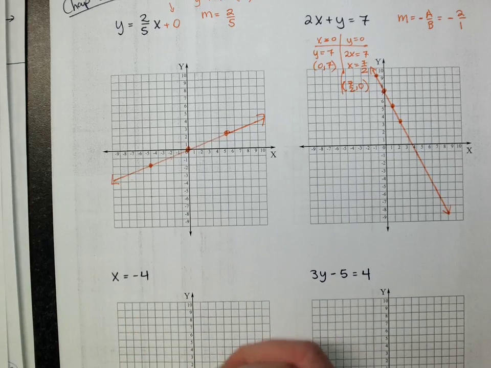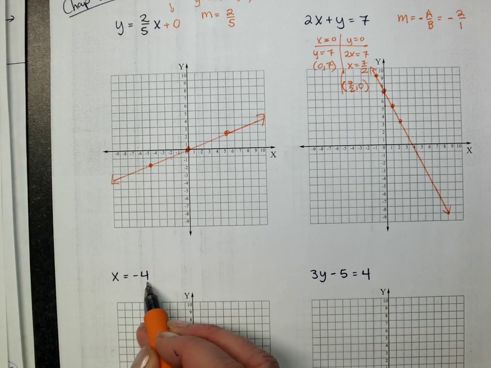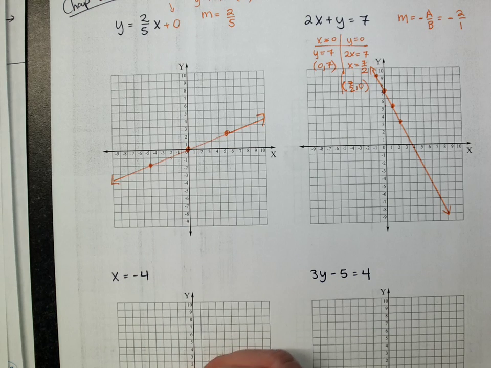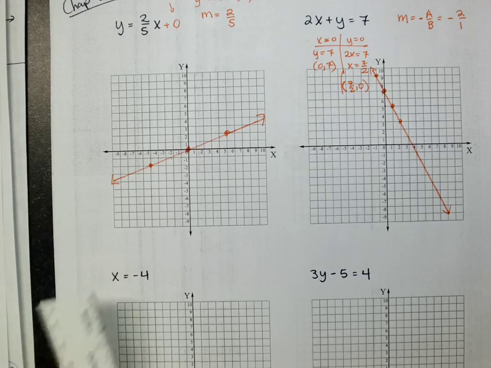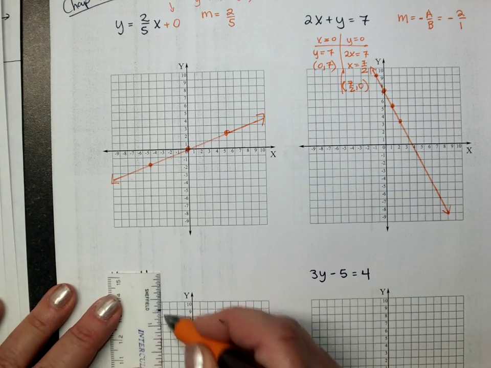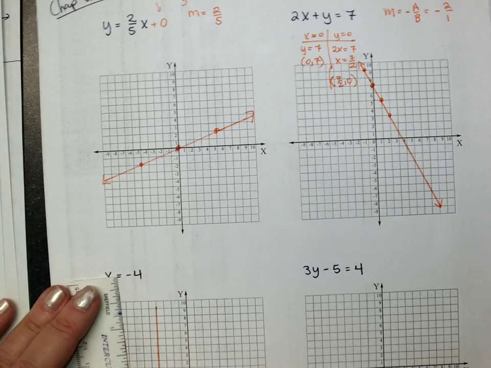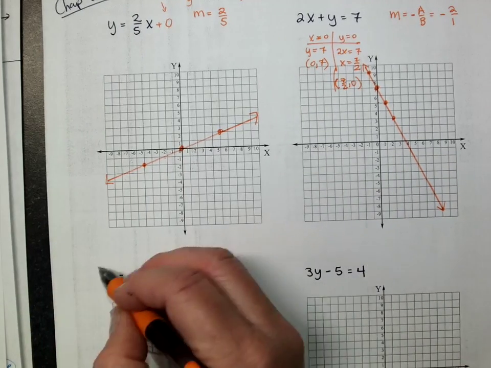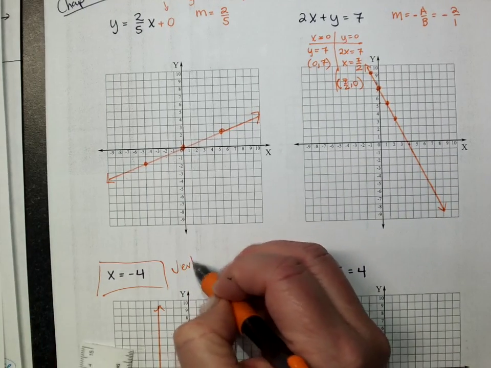If you know that's a vertical line, that means it is a vertical line going through the point -4 on the x-axis. You don't even need another point. That is the x-intercept. There's no y-intercept. Slope is undefined. You just need that one point, and you draw. So that is a vertical line. Done.